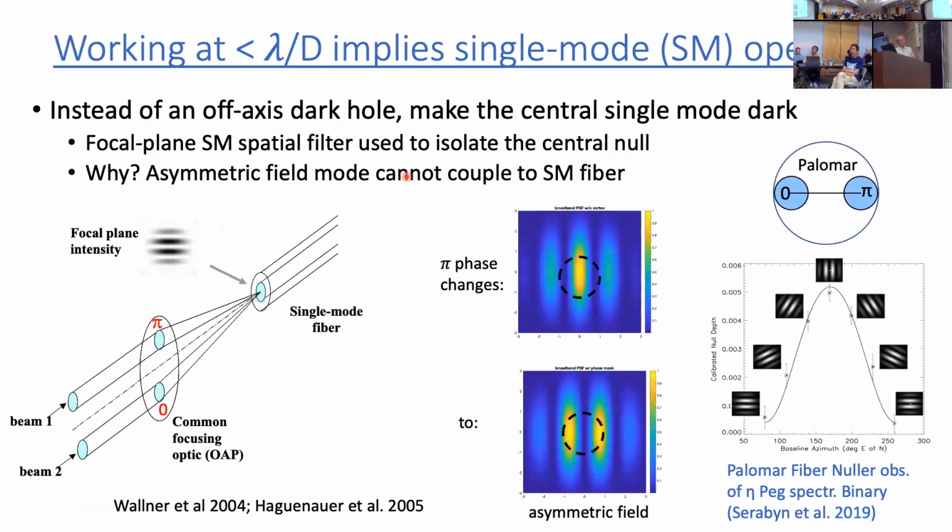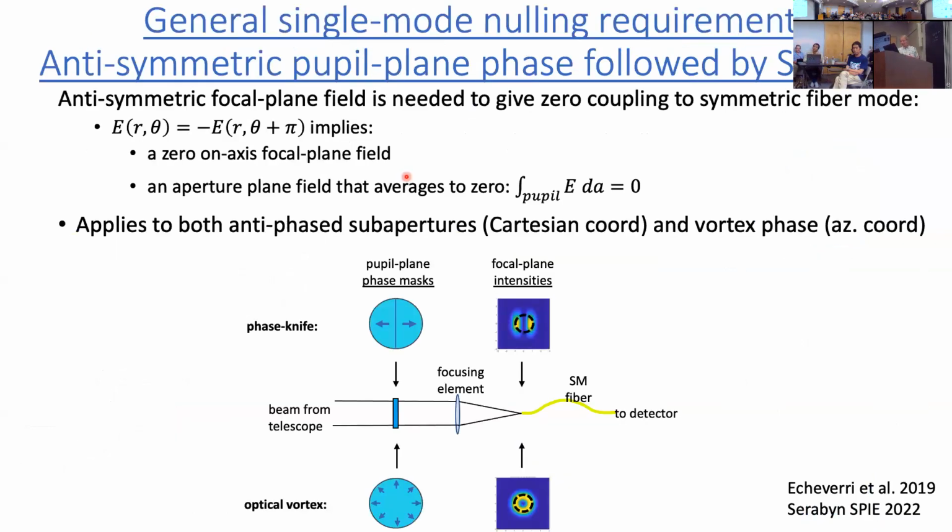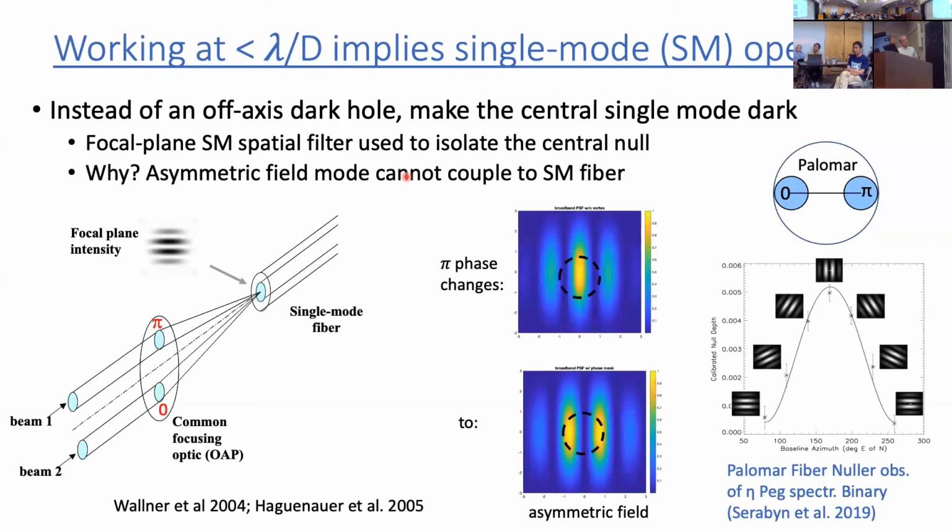There's a way to get to smaller inner working angles using interferometry. If you want to work at less than lambda over D, you have to do single mode operations. So we're talking about optical fibers. And to reject starlight there, it's very easy. You just need an asymmetric spatial mode. And I'll show that.